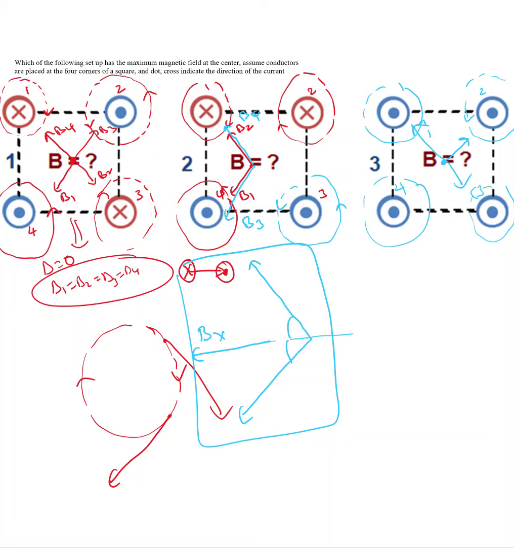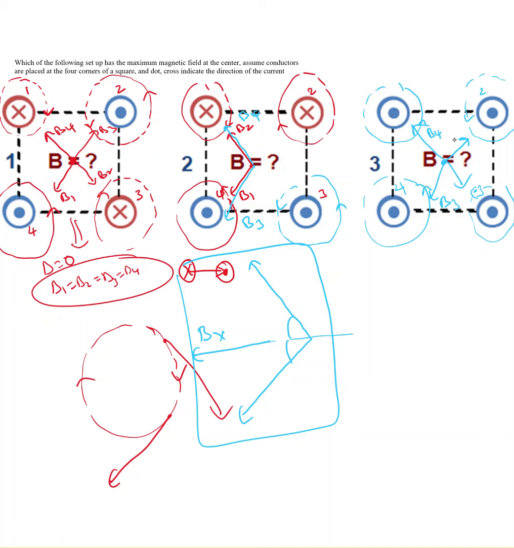I'm sorry, this is B4 basically. If you look at it, it's going to be something like this. This is my B3. This is the third conductor, that's the fourth conductor. It's going to be in that direction.